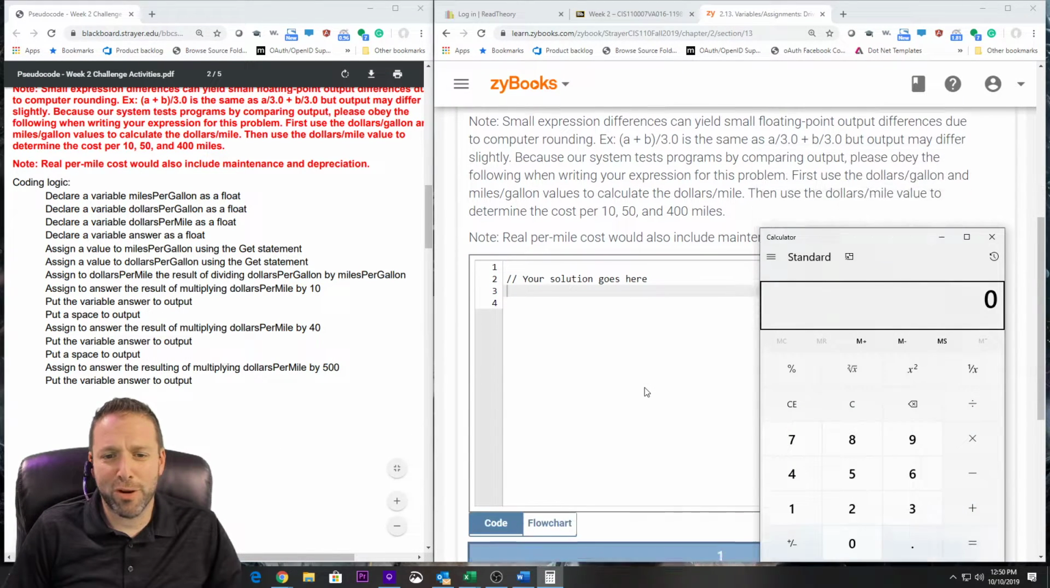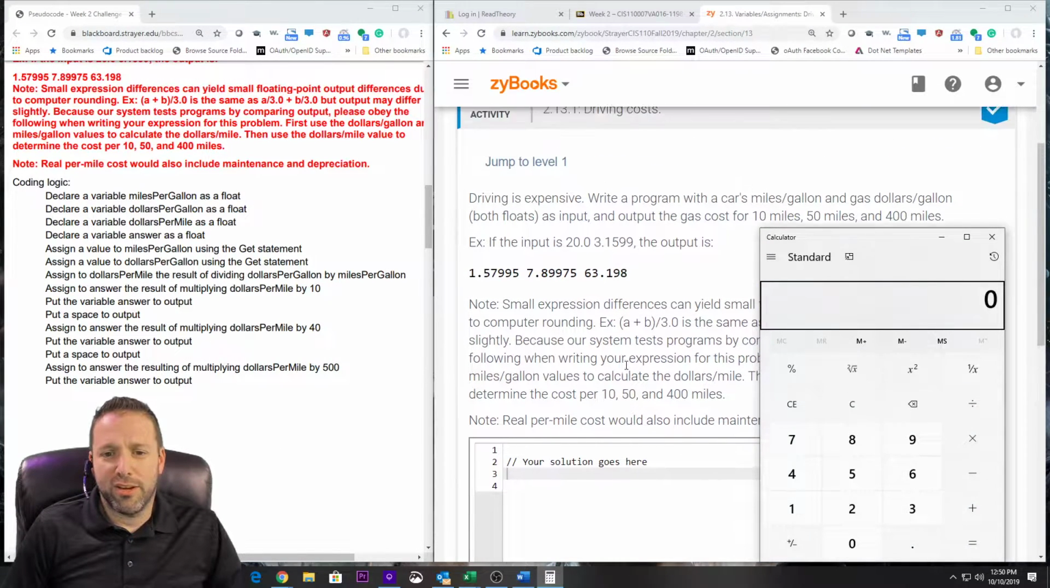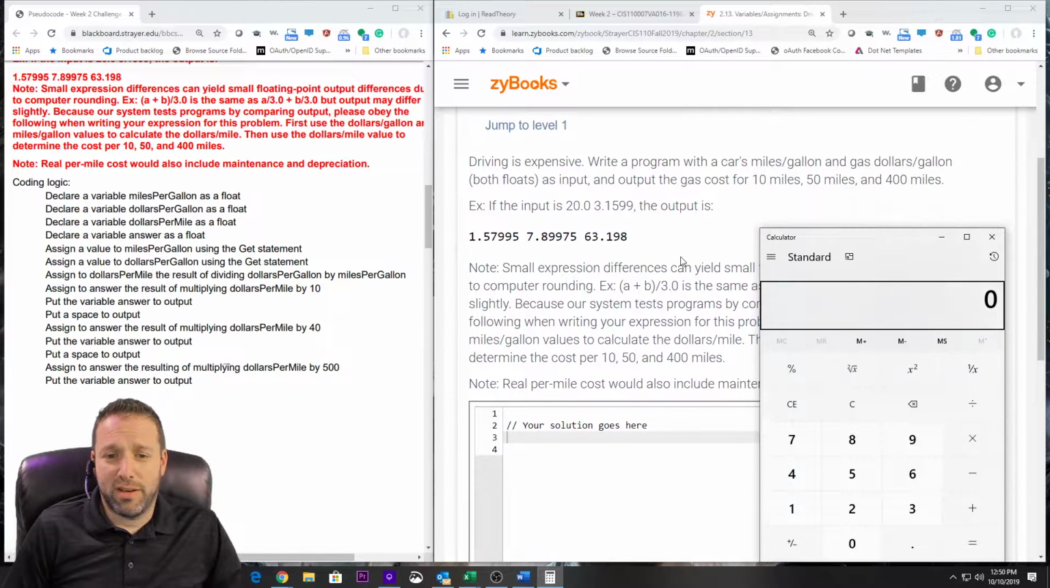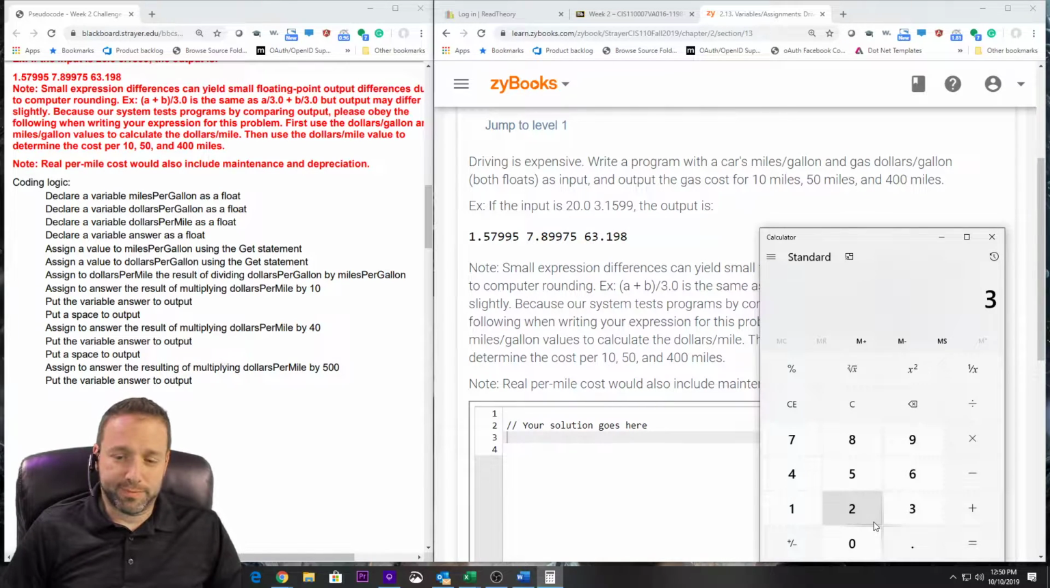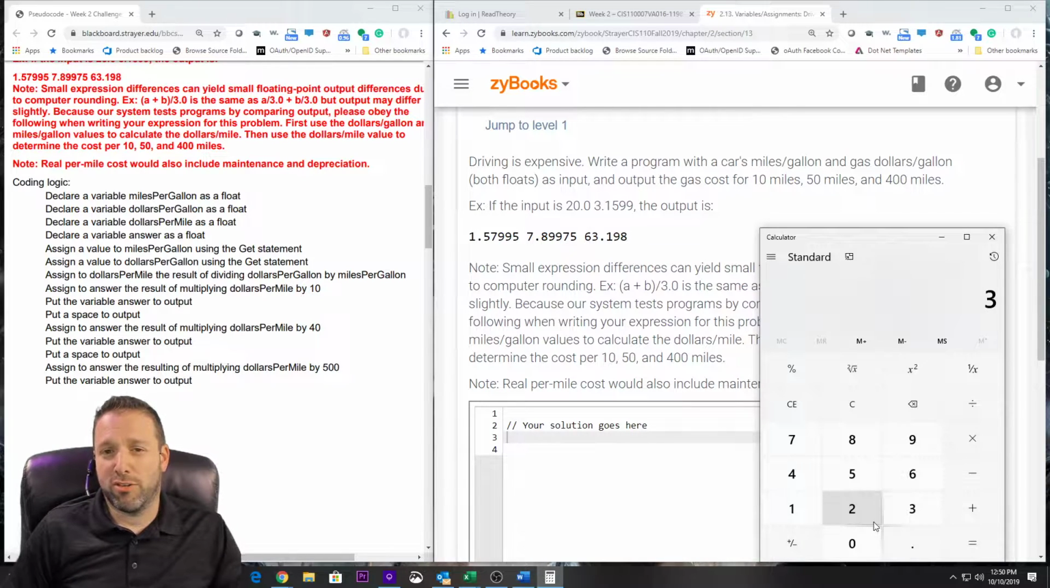If I scroll back over here, you can see that we're actually going to be given the miles per gallon and then the cost of a gallon. So let's just do this together. Let's just assume that I spent $3 for a gallon of gas. I know it's going to be different based on where you live, and it's going to be different based on when you watch this video. Because actually, the price of a gallon, I think, changes like 2 to 3 times a day.